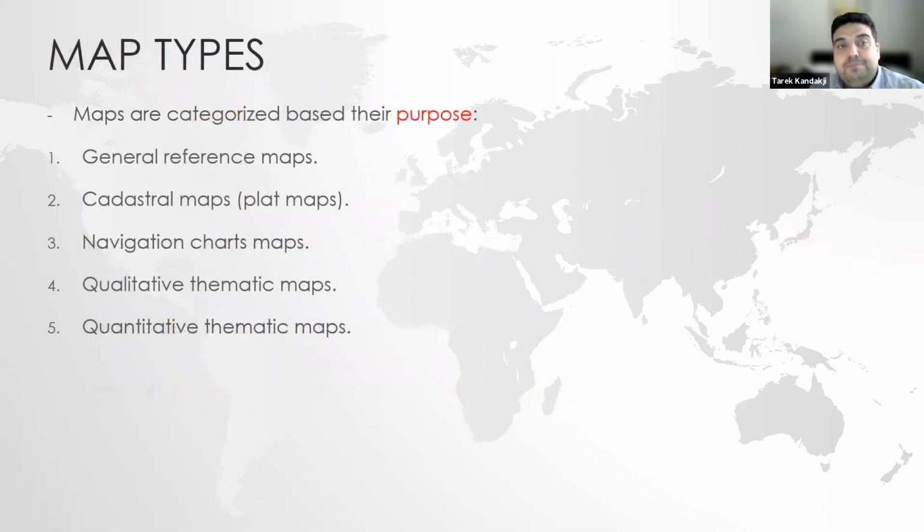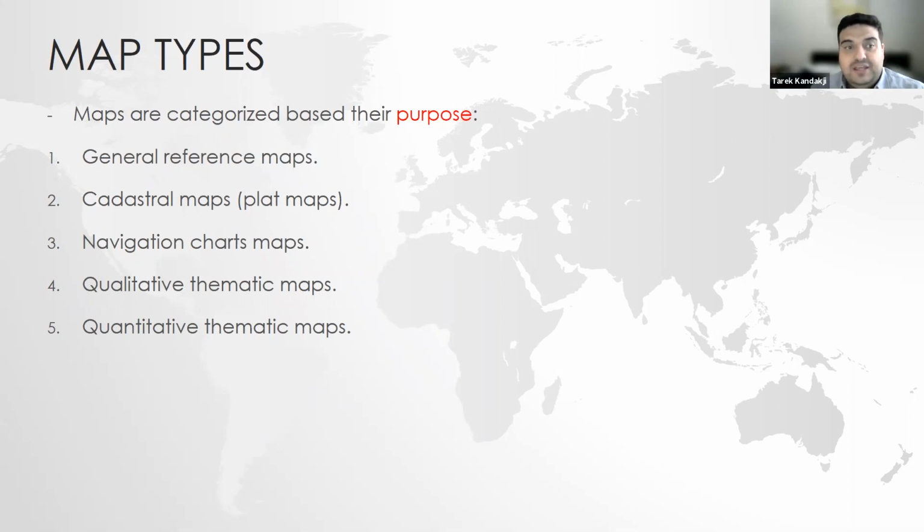Based on the purpose of your data, we have several types of maps. We have the general reference map, which is the first type of maps. We have cadastral maps, or plat maps, or parcel maps. We have navigation chart maps. We have qualitative thematic maps and quantitative thematic maps.